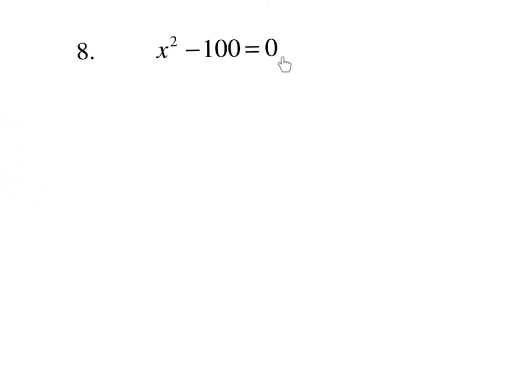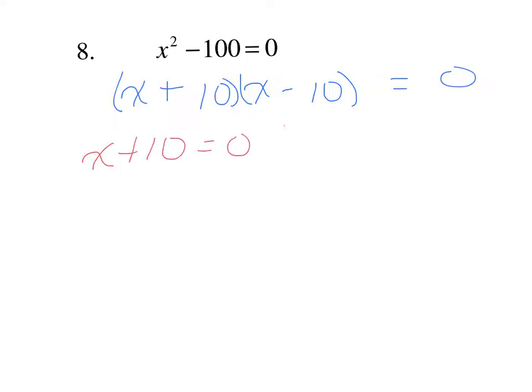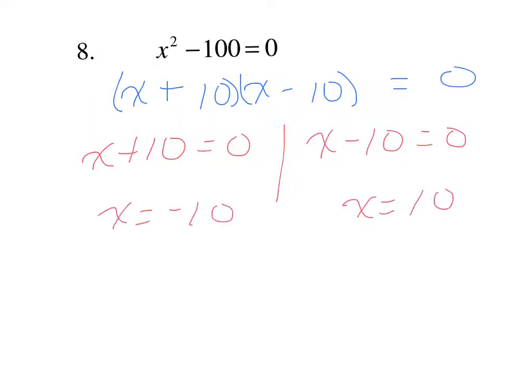On number 8, first step is always make sure it equals 0, and then we factor. Now, if you remember from your factoring with two terms like this, there is no GCF here. This is what we call the difference of squares. To factor the difference of squares, we take the square root of the first term, the square root of the second term, and we have one plus and one minus. And now we're ready to make those small equations. X plus 10 equals 0. X minus 10 equals 0. So x will equal negative 10 and positive 10. So that's our solution set.